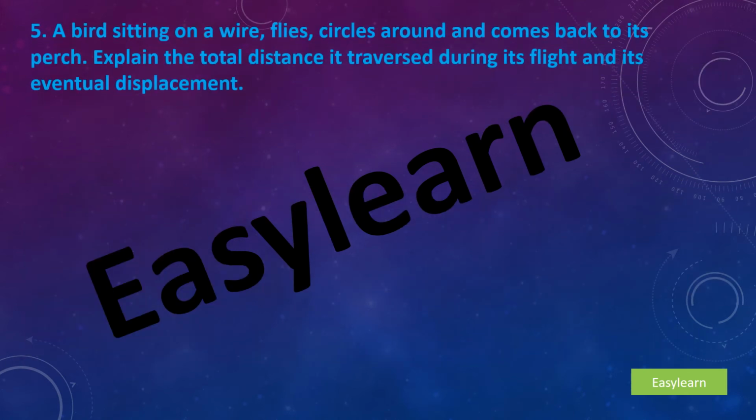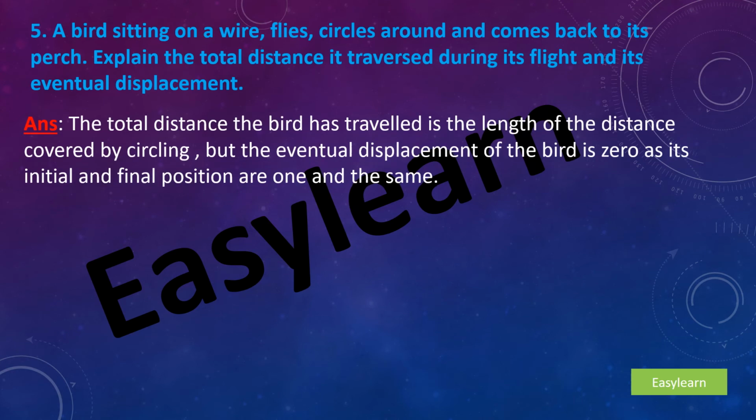A bird sitting on a wire flies, circles around, comes back to its perch. Explain the total distance it traveled during this flight and its eventual displacement. Answer, the total distance the bird has traveled is the length of the distance covered by circling, but the eventual displacement of the bird is zero as its initial and final position are one and the same.